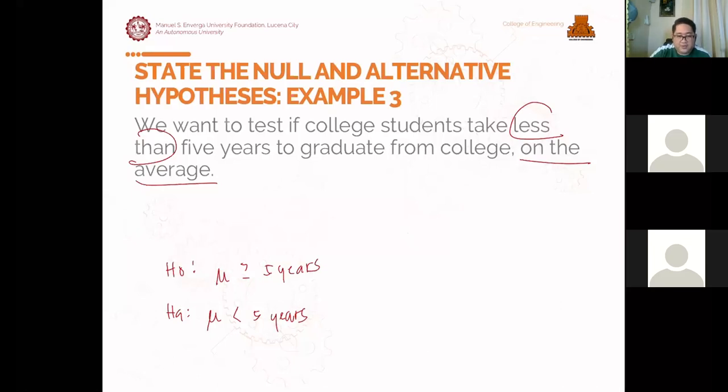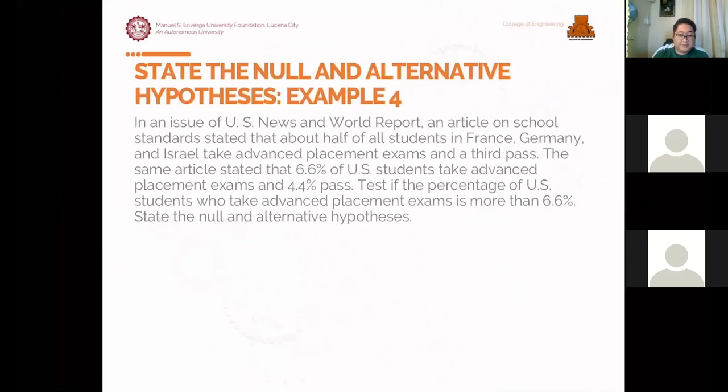Okay. So, in words, ano yung gustong sabihin ni null hypothesis? So, pwedeng sabihin natin, on average, college students graduate in greater than or equal to 5 years, no? Kay alternative, edi pwedeng sabihin natin on average, college students graduate less than 5 years, no? From college. Okay? Okay.